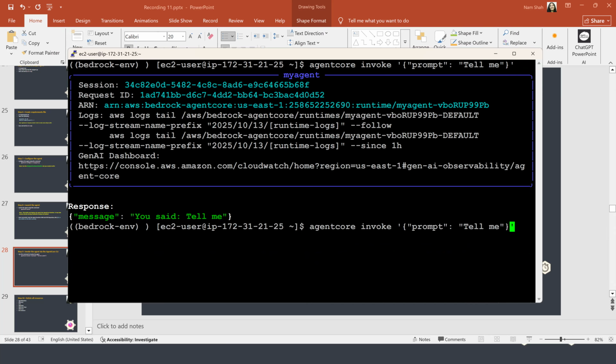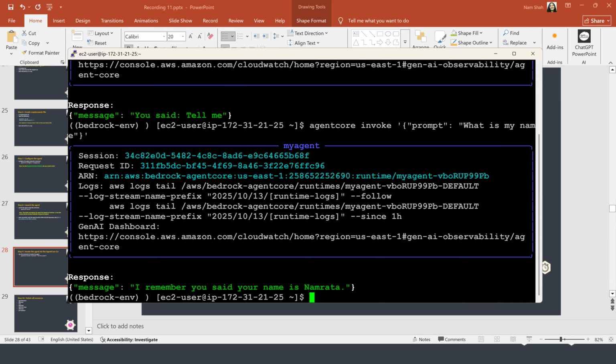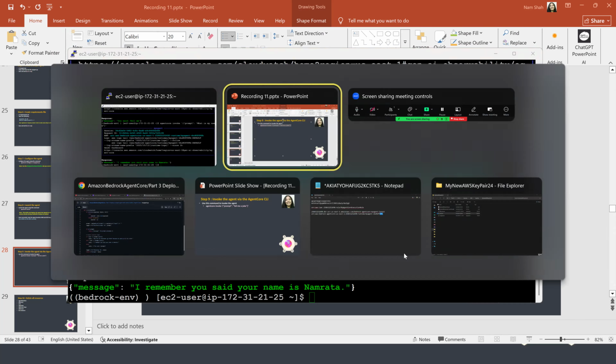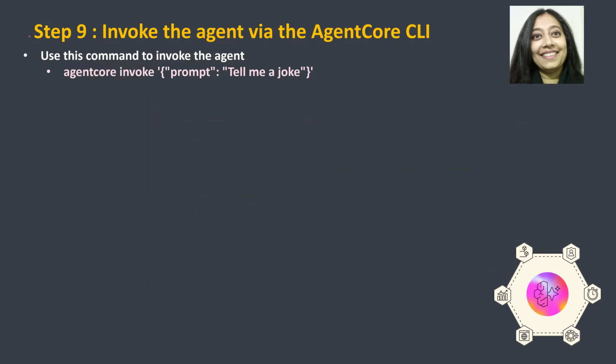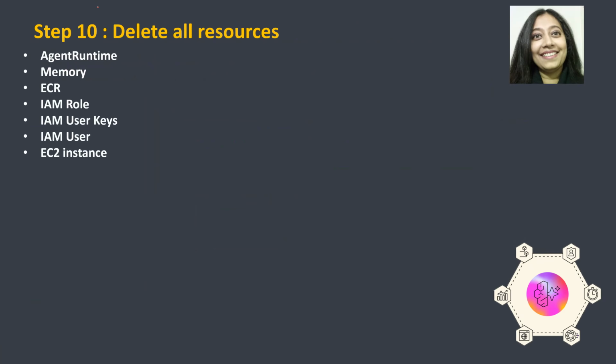And now, what is my name? Or any other prompt with name in it. So hit enter. I remember you said your name is Namrata. So we have basically successfully invoked our agent. And we have completed our lab.